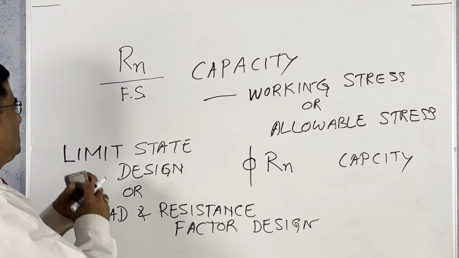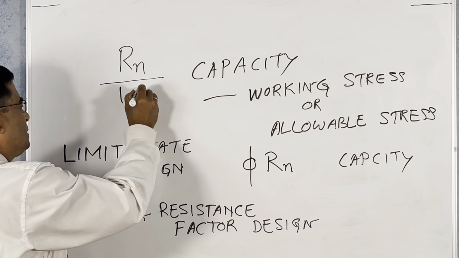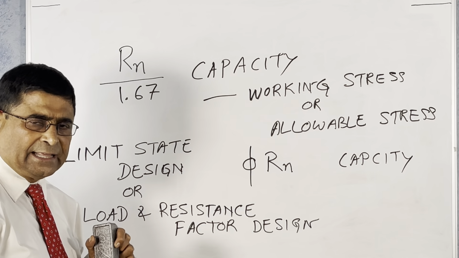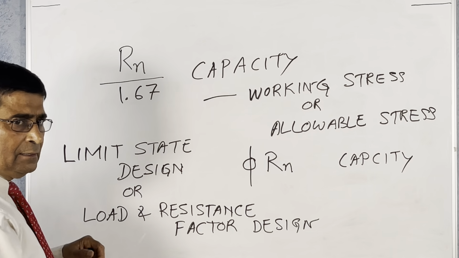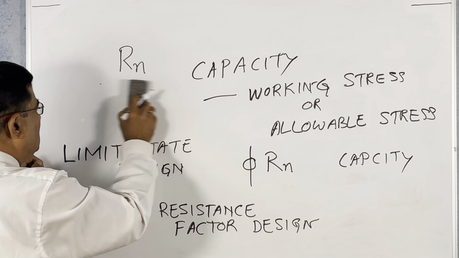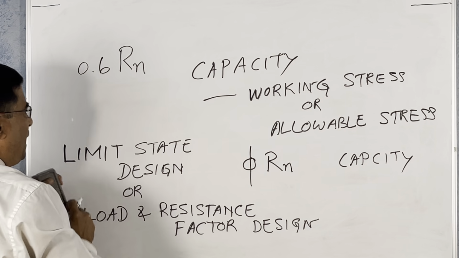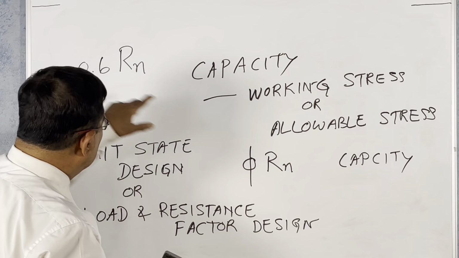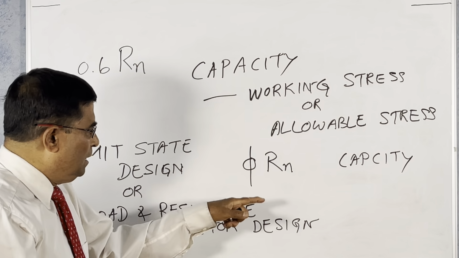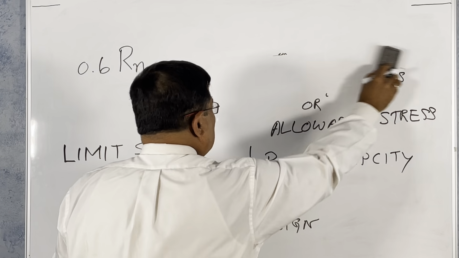In working stress, the factor of safety for axial, that means tensile force, is 1.67. That means it becomes your 0.6 Rn. It is almost similar. You see, 0.6 Rn. But on the right side, the required strength.